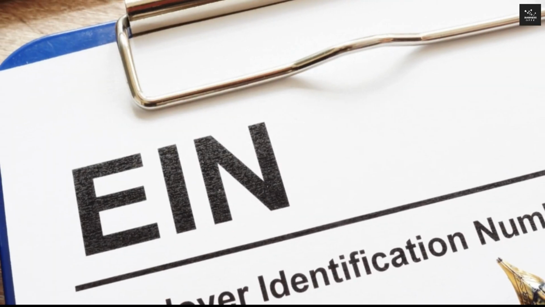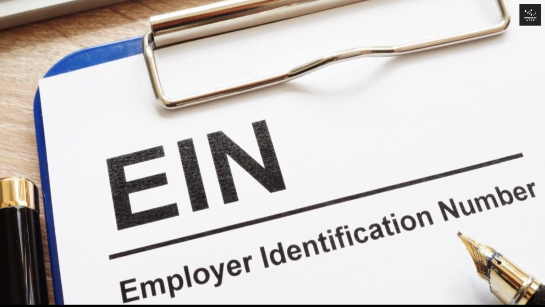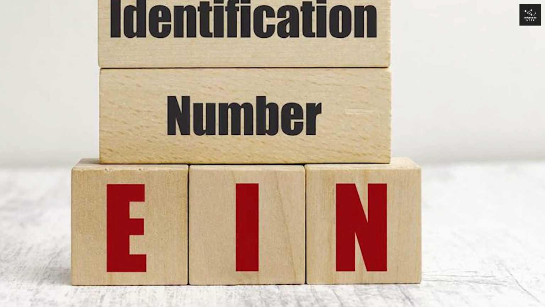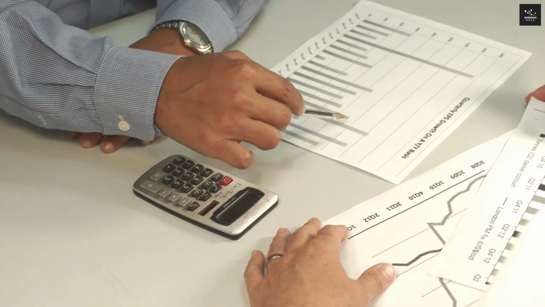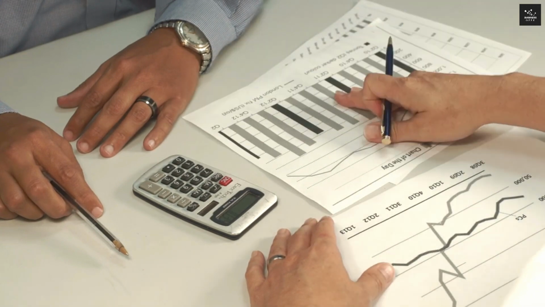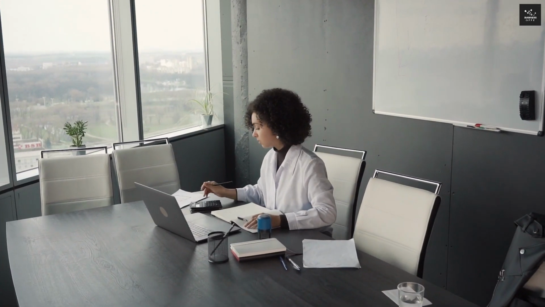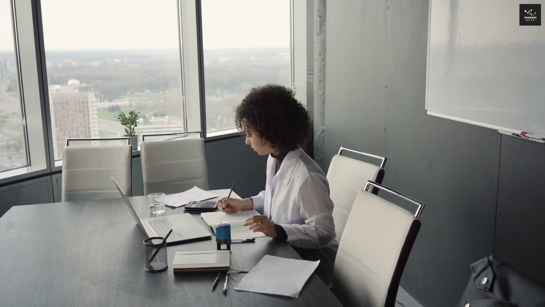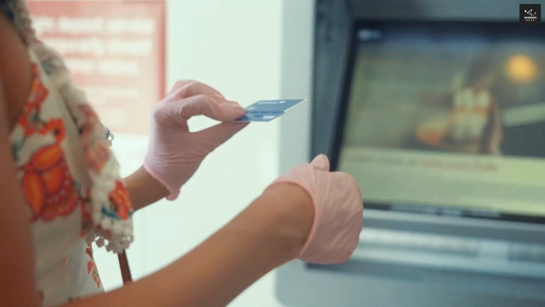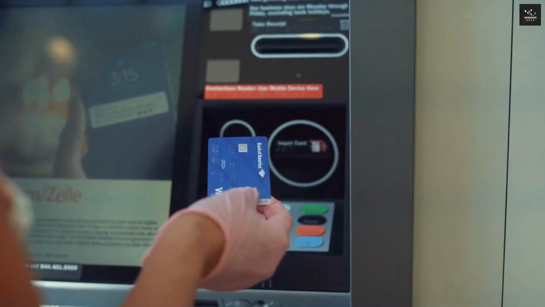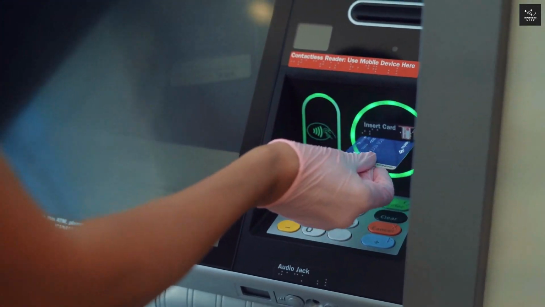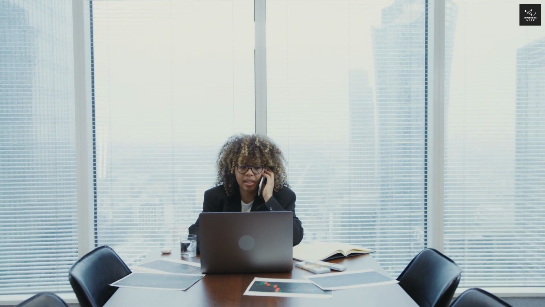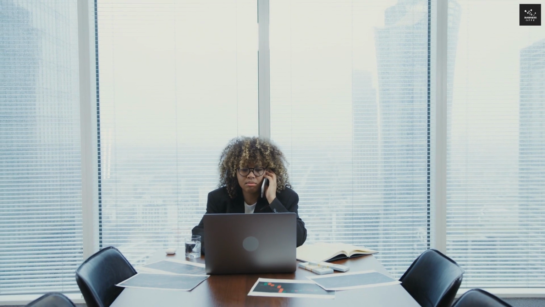And the 7th and final step is to obtain an Employer Identification Number, or EIN for short. It's basically like having a social security number for your business. An EIN is a 9-digit number assigned by the IRS for tax filing purposes. You'll need one if you plan to open a business bank account, apply for a business loan, or pay business income taxes. The process of obtaining an EIN is free and can be done online or by mail through the IRS.